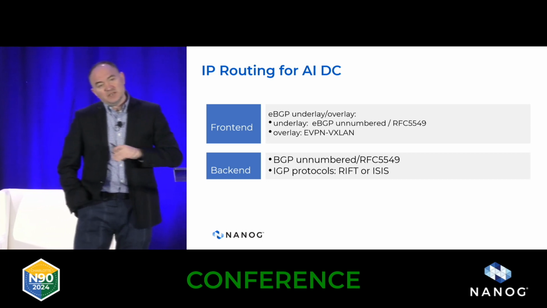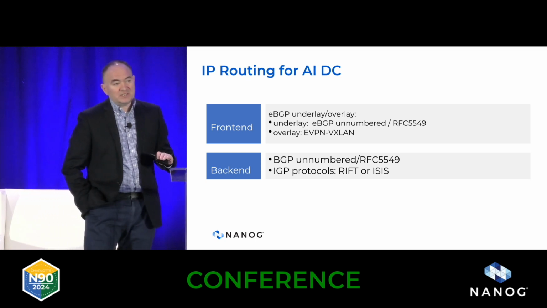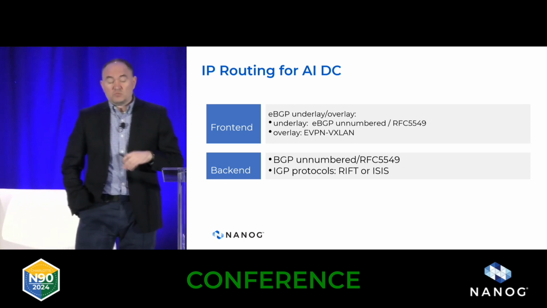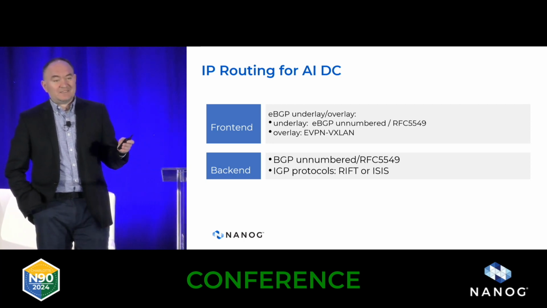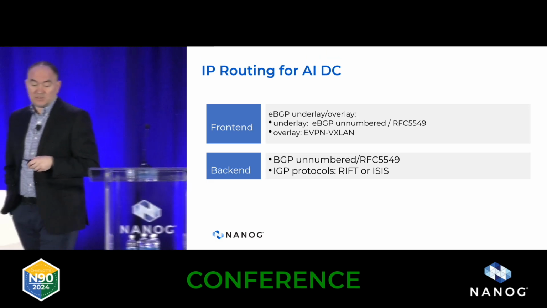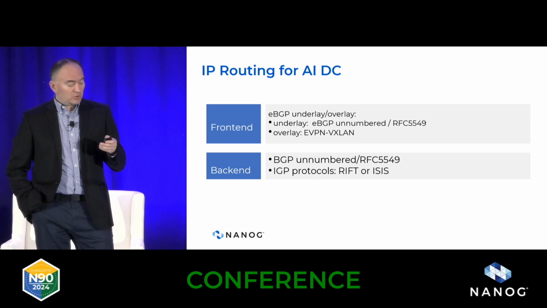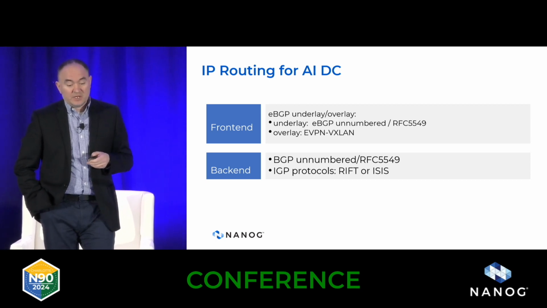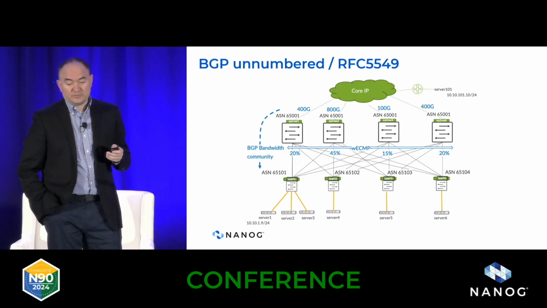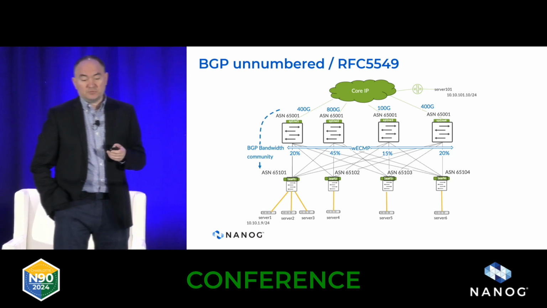But in the backend, it's usually deployed as just an underlay. There's no real need to consider necessarily the overlays. One reason is that we can get a little bit better latencies for these GPUs, but also there's no real need to actually enable multiple contexts on the routing side. But there are other options as well, and I will talk about this in a second with the IGPs, which of course have different characteristics compared to BGP.